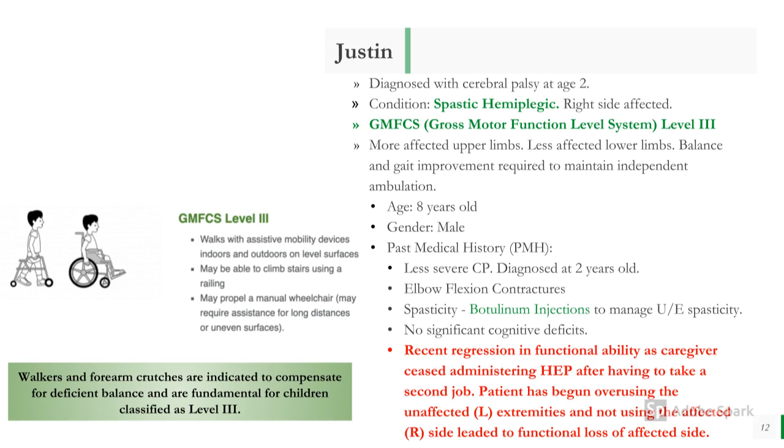He does have a history of spasticity, although he takes injections to manage those. He walks with an assistive device using a front wheel walker. This puts him at a GMFCS level 3. Justin has recently become indicated for physical therapy in a clinical setting because his caregiver had taken on 2 jobs and the home exercise program that they were doing has lapsed, and he now has increased weakness in his right upper and lower extremities, and his ability to walk and maintain balance has regressed.